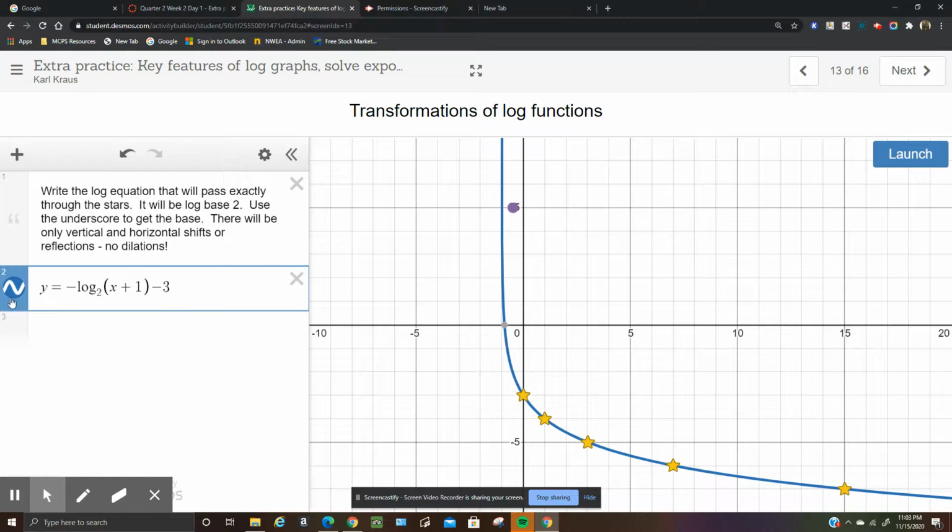So first I look for the asymptote. I got it right here, x equals -1. And then I realized I had to reflect the graph over the x-axis, so I put a negative in front of that. And then I adjusted this so it went through the stars. I tried -2 first, that didn't work. So then I did a -3. All right.